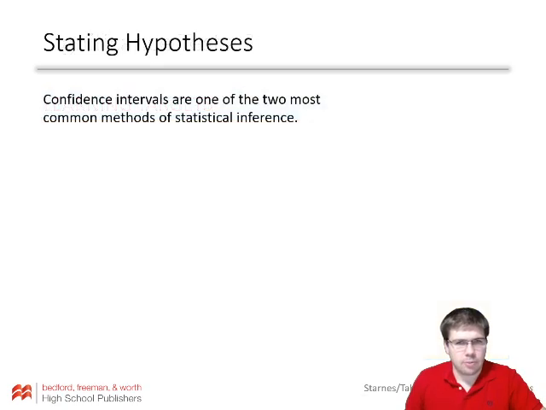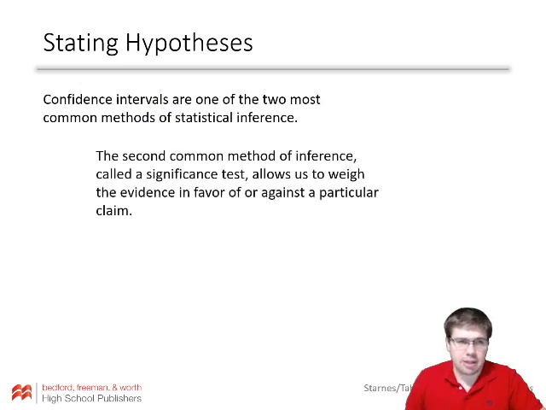All right, so confidence intervals are one of the two most common methods of statistical inference. So we've done the confidence intervals. The second common method of inference is called a significance test. This allows us to weigh the evidence in favor of or against a particular claim. Truth be told, I think significance tests actually take the prize for most popular, though there's some debate about whether or not people should be doing more confidence intervals. But a lot of people like the finality of a significance test, the conclusion that we draw.